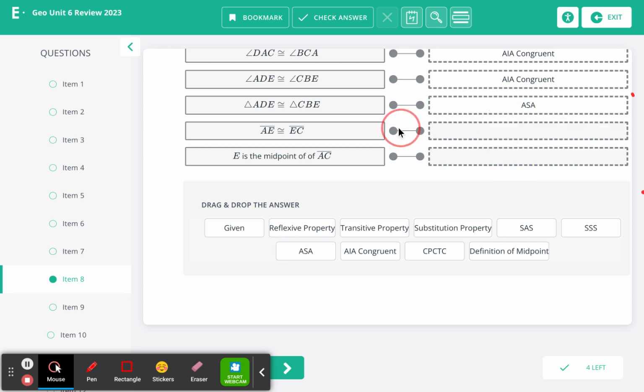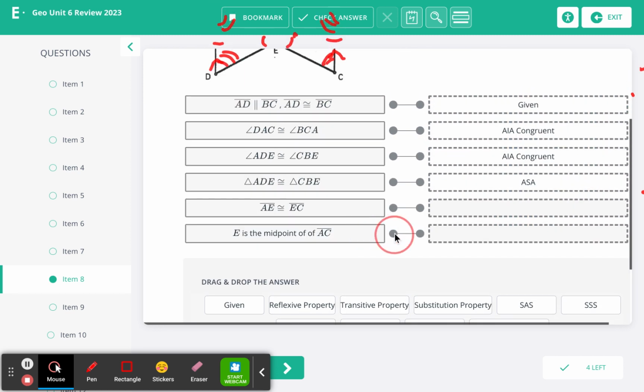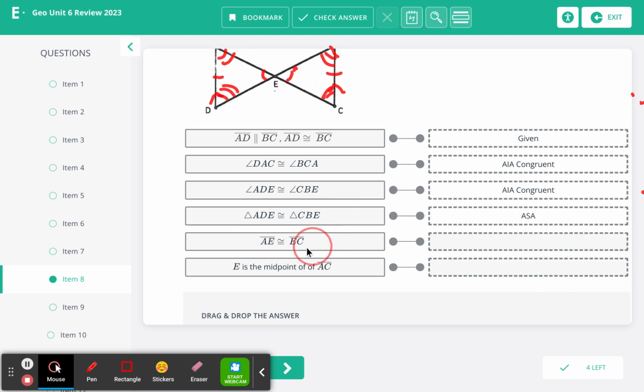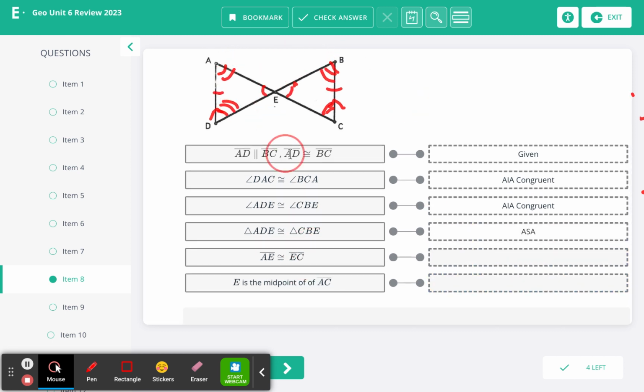All right, angle, side, angle. Now, because we proved the two triangles are congruent, we know that all the sides are. So the AE congruent to EC part, which is the next step, is going to be true. Okay, we know that these two sides are congruent, and that is CPCTC.